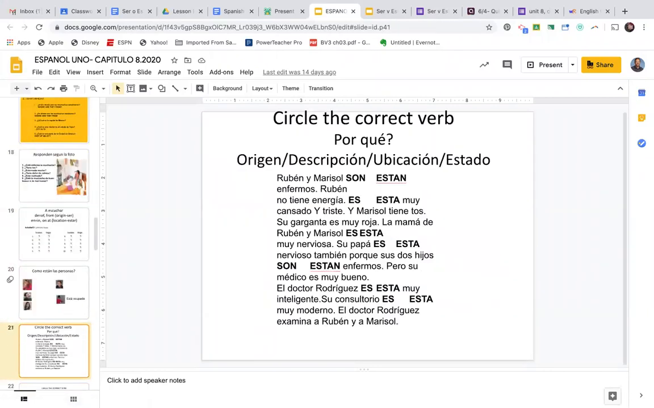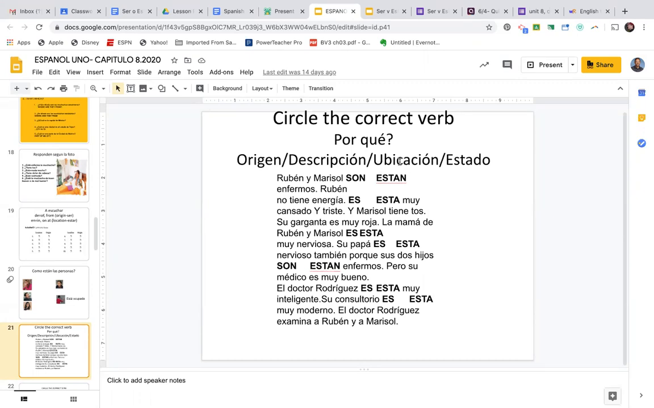Okay? And if we go here, let's do a little practice. Keeping in mind, origen, descripción, origin and description. So if you are saying where someone is from, okay, I am from South Carolina. Soy de South Carolina. Use the verb ser. With origin, we use the verb ser. Also with description, we use the verb ser. I am tall. Soy alto. We are tall. Somos altos. So with origin and description, we use the verb ser.